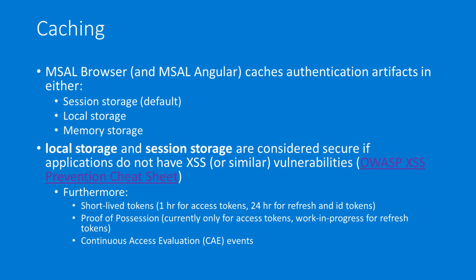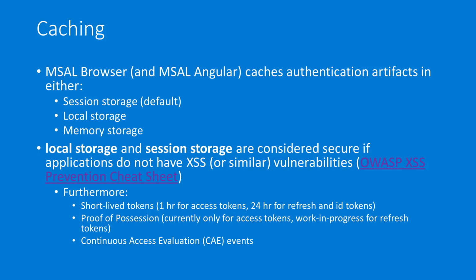So for instance, your tokens issued to single page applications are usually 1-hour access tokens and 24-hour refresh and ID tokens. MSAL has some extra mechanisms to prevent token replay attacks. Proof of possession is one such mechanism. It binds your token to your browser cryptographically, and it cannot be used outside of that browser. And then we have continuous access evaluation that allows resources, web APIs, to invalidate an access token at any moment in time. Salman will talk about this later.